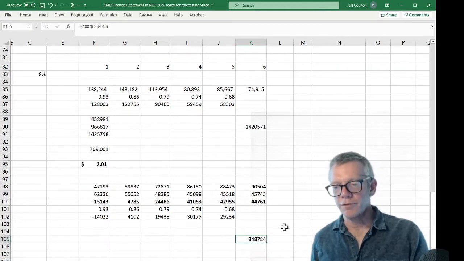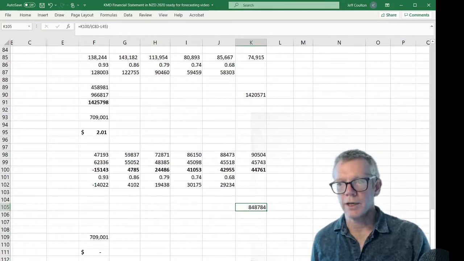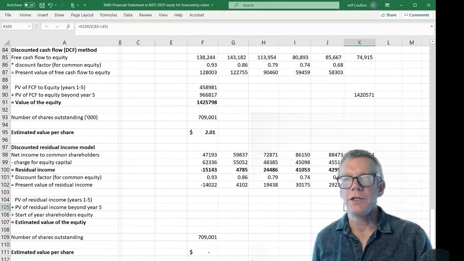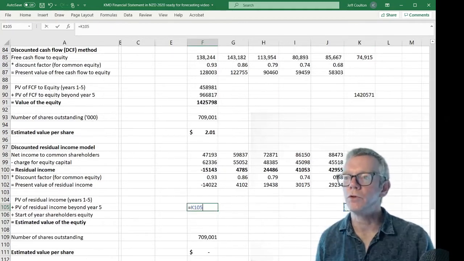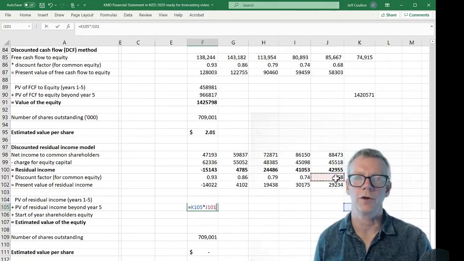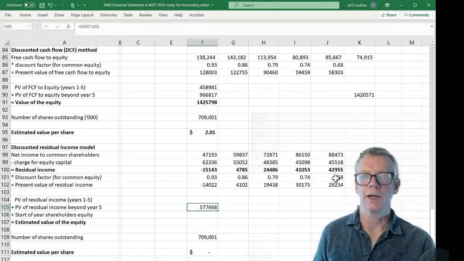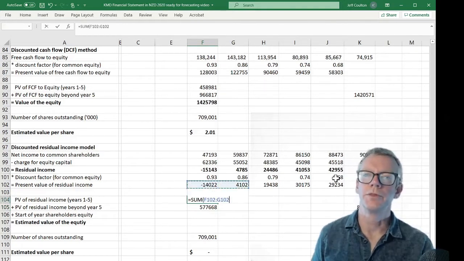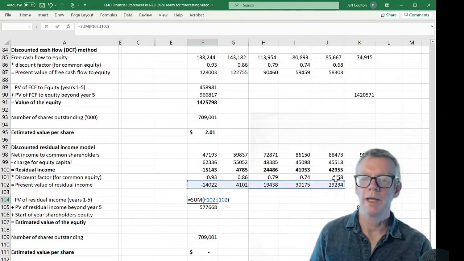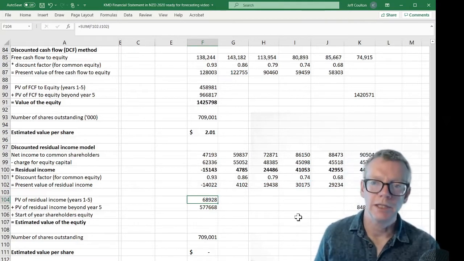So that's the future value of our residual income beyond year 5. I then need to get that into dollars today. Equals future value. Once again, I'm going to multiply it by the year 5 discount rate. So that gives me the second component that I'm interested in, present value of residual income beyond year 5. I still need the first component, the sum of the present values of residual income in years 1 to 5. So sum of the present value of residual income, years 1 to 5.